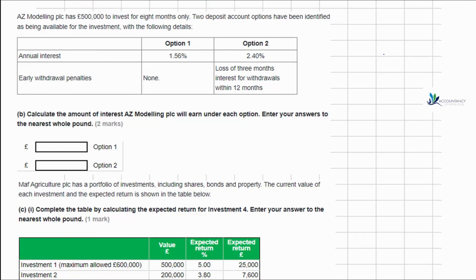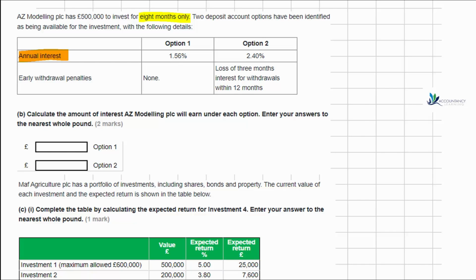The next part of the question tells us that AZ Modelling plc has £500,000 to invest for 8 months only. 2 deposit account options have been identified as being available for the investment with the following details. So with option 1, we have annual interest of 1.56% and there's no early withdrawal penalties. So notice it's telling us that there is an annual interest rate, but we're investing only for 8 months, so we need to take that into account.